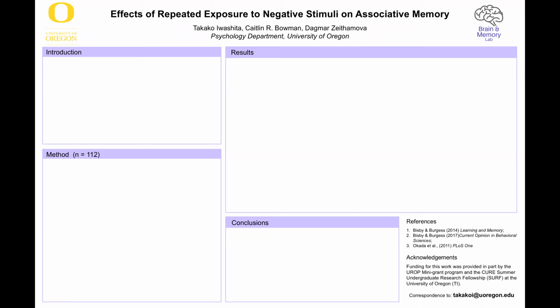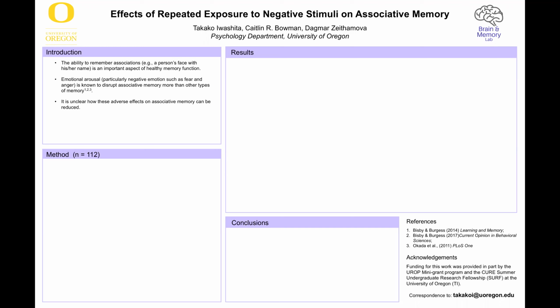The title of my project is Effects of Repeated Exposure to Negative Stimuli on Associative Memory. To give you some background, the ability to remember associations, for example, a person's name with their face, is an important aspect of healthy memory function.